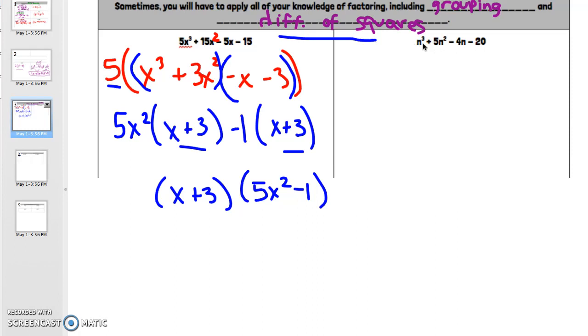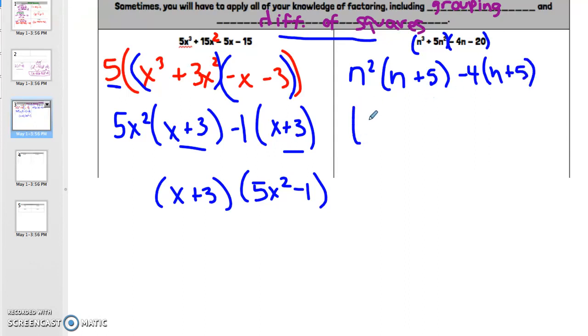Okay, so first I'm going to look and see if I can factor anything out, and I can't. So I'm going to start by grouping because there are 4 terms here. Out of this first set, I can pull out an n squared, and I'm going to be left with n plus 5. And over here, I can pull out -4, which is going to leave me with n plus 5 again. So beautiful, that was awesome. Over here, I'm left with n squared minus 4 and n plus 5.